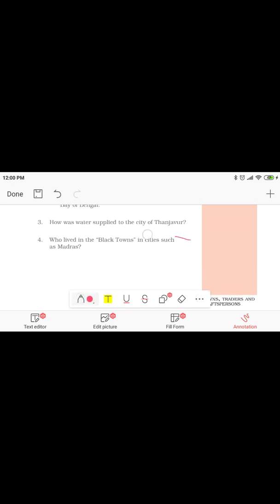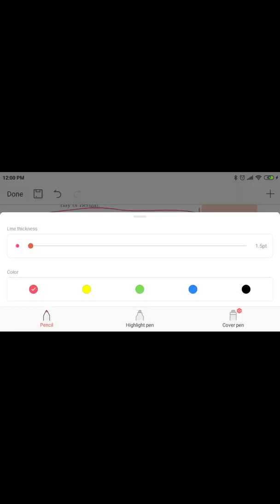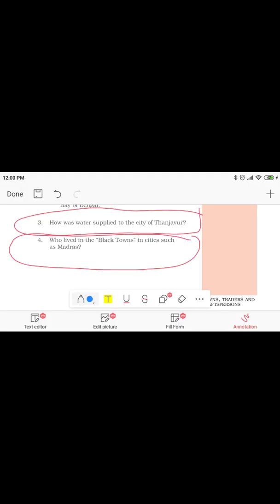Today's question is, who lived in black towns in cities such as Madras? I know we have not covered this till now, but this is an important question and we have to do this. The next question we are going to do is, how was water supplied to the city of Thanjavur? We have completed Thanjavur, so I'm pretty sure you will be able to solve this question right away. So let's do it. How was water supplied to the city of Thanjavur? We just read in the chapter in the last video that in the city of Thanjavur, water was supplied from wells and tanks.